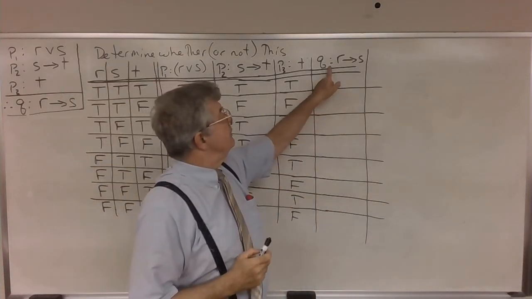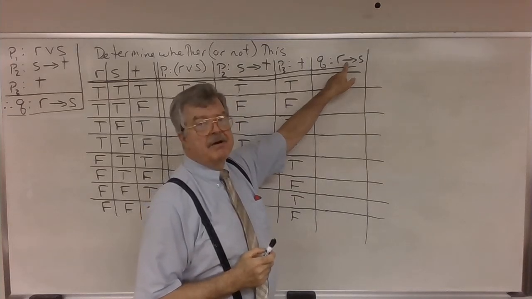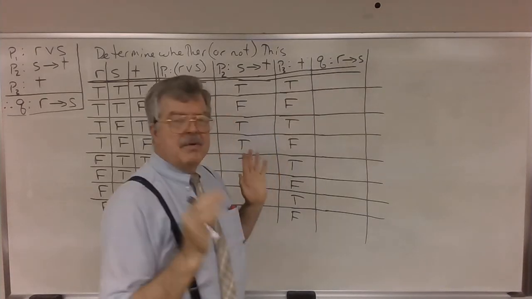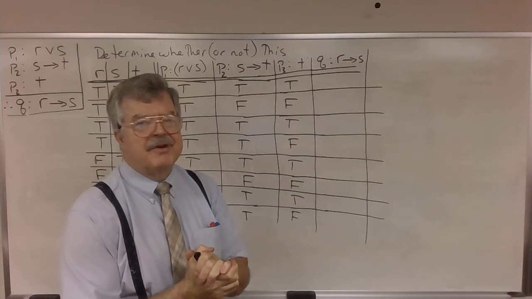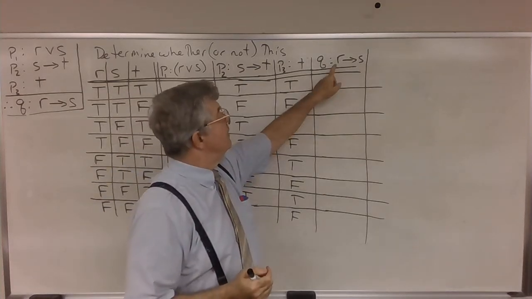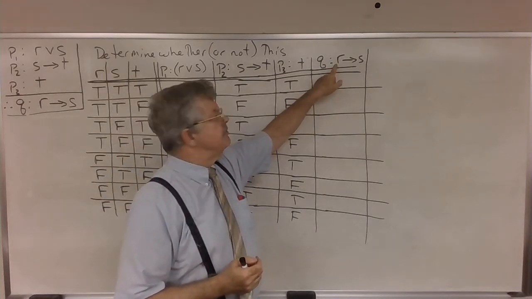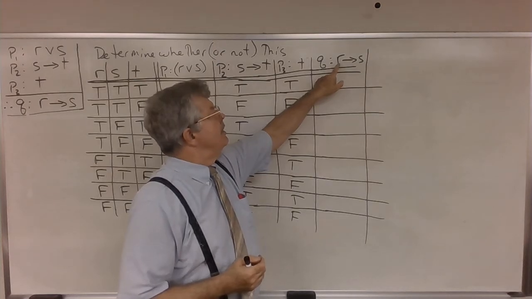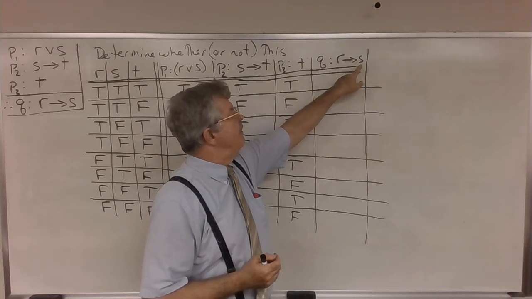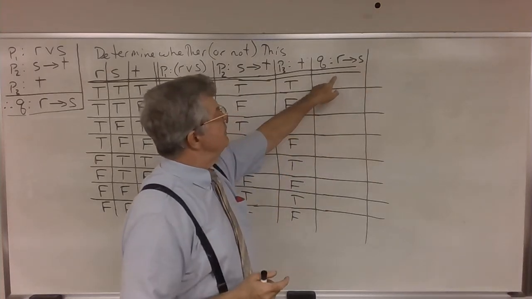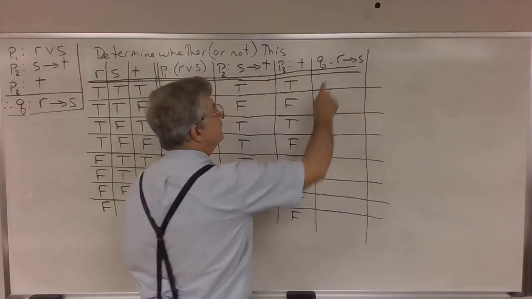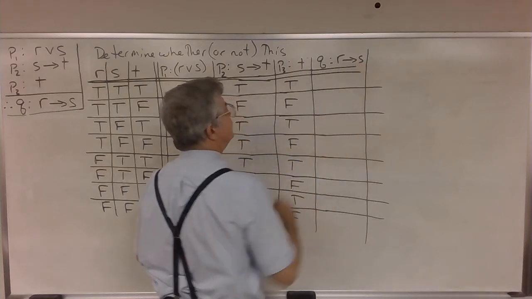Our conclusion is an if-then, or an R implies S. Again, what's the special case for an if-then? It's only false if we have true implying false. So the only time this can be false is when R is true and S is false.